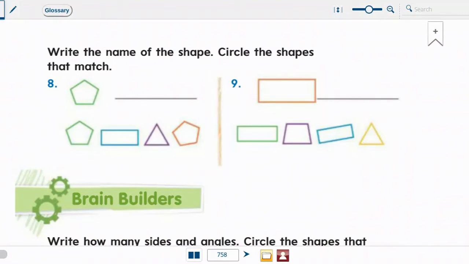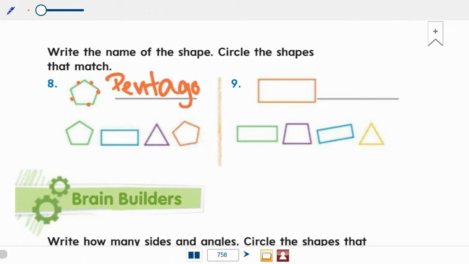And it says, write the name of the shape. Circle the shapes that match. So for this problem right here, we've got to figure out first, what is the shape? And then we have to figure out, all right, which ones match it. So here we've got one, two, three, four, five. And again, if we go back and look at our vocab cards, we can see that a five-sided shape is called a pentagon.